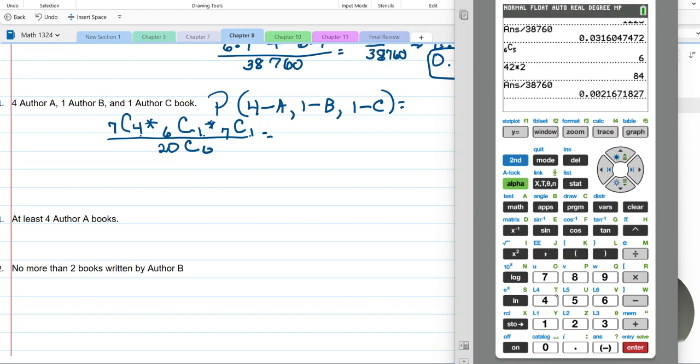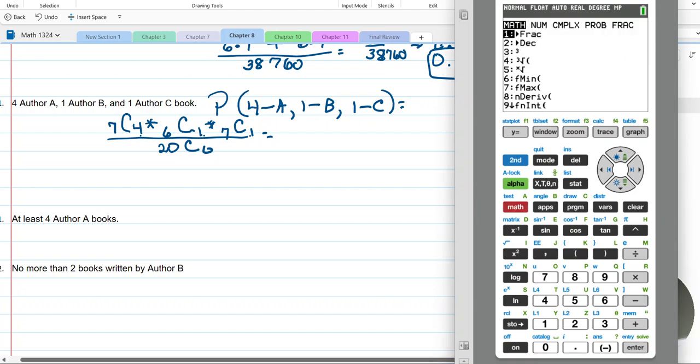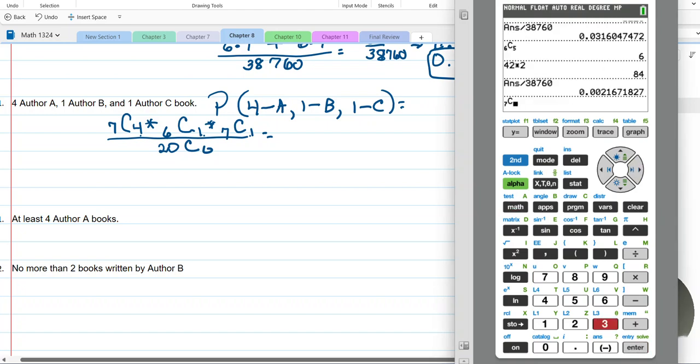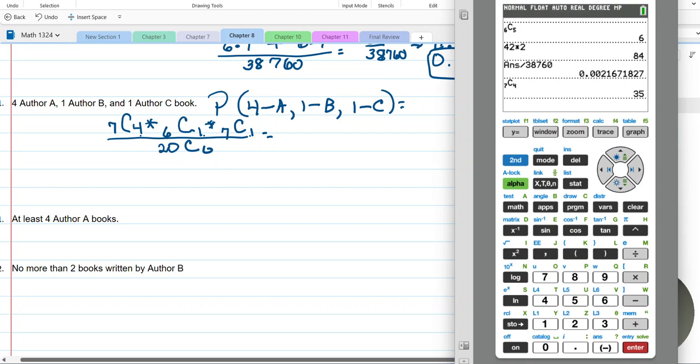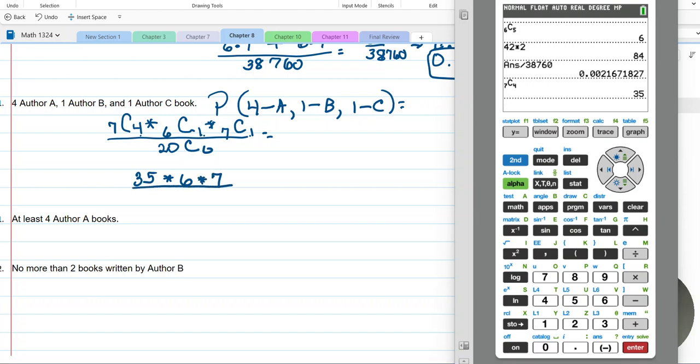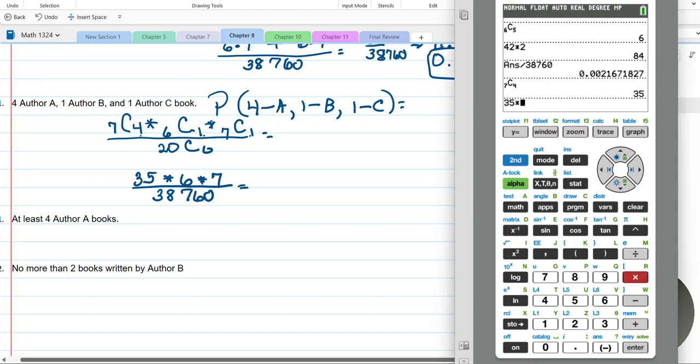So we're going to do 7, math, PROB, number 3, choose 4. And that is 35. 35 times 6 times 7, because we're choosing only one out of that group. And this number right here is 38,760. So we're going to multiply that numerator together. 35 times 6 times 7, 1470.